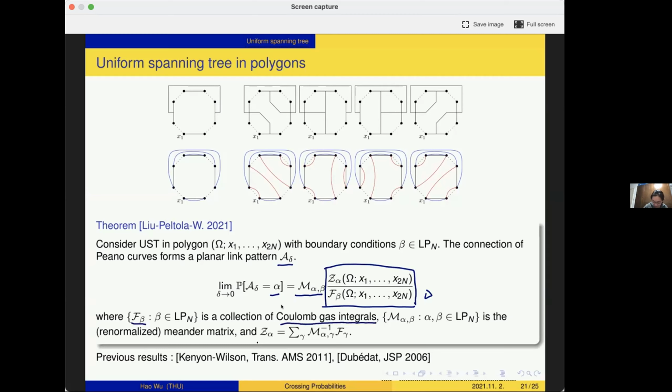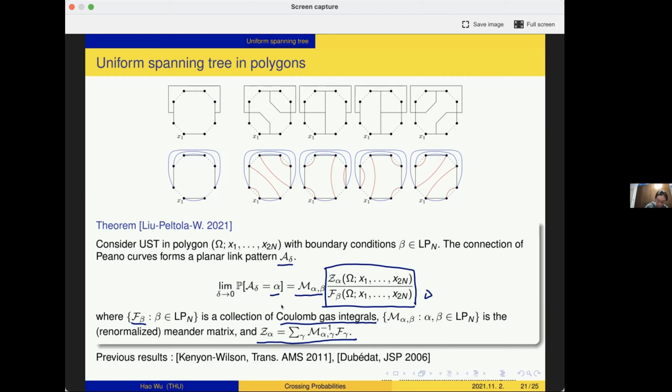And this Z alpha is the inverse matrix times this Coulomb gas integral. Okay, so this is the answer to this question. So if we are thinking about the uniform spanning tree in a polygon, and the connection probabilities for the peano curves inside, the probability will be given by this formula.